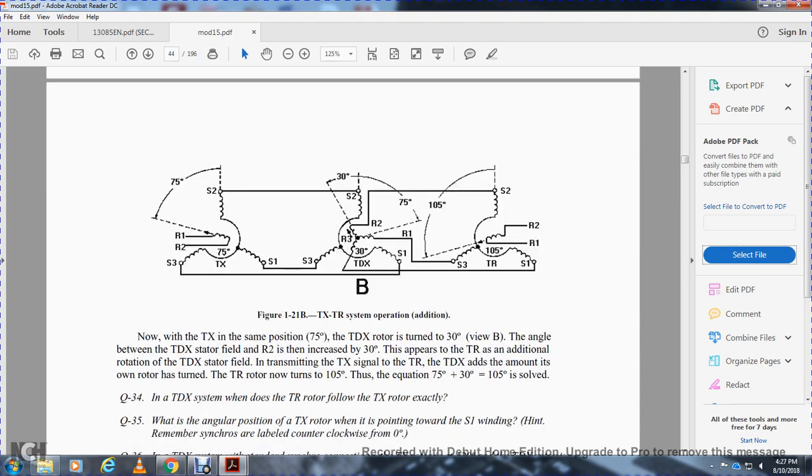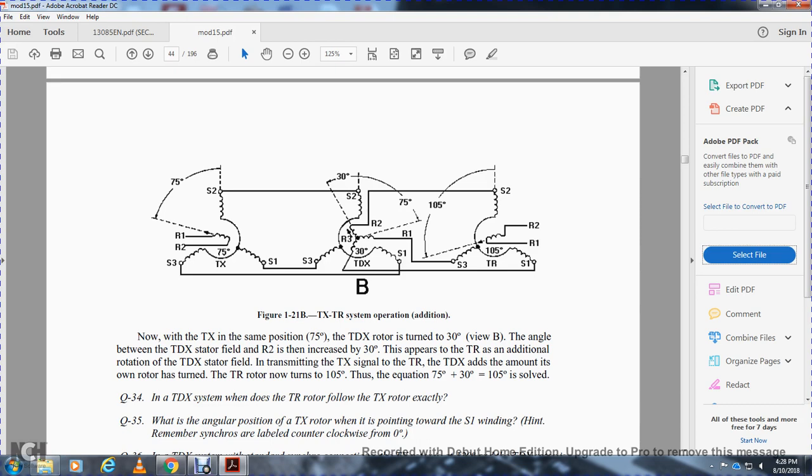Now, with the torque transmitter in the same position at 75 degrees, the torque differential transmitter is turned 30 degrees. The angle between the torque differential transmitter stator field and the rotor increases by 30 degrees, appearing at the torque receiver with the addition. With the rotation of the torque differential transmitter stator field with the torque transmitter signal, the torque receiver rotor now turns 105 degrees.